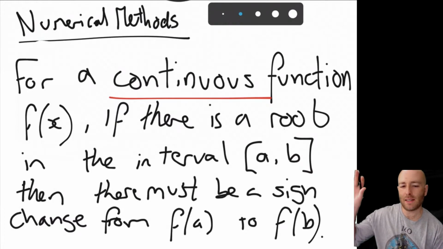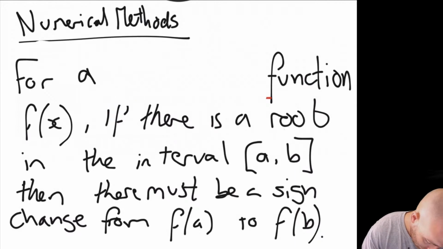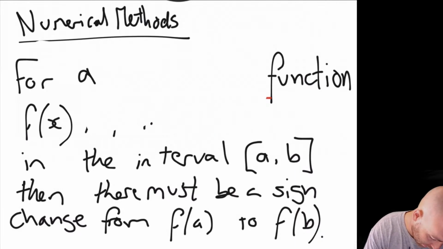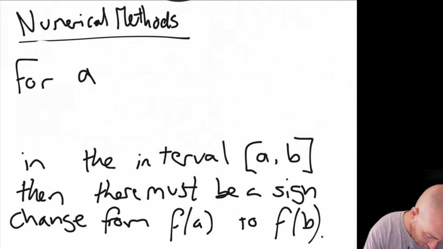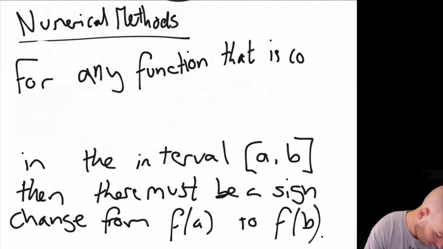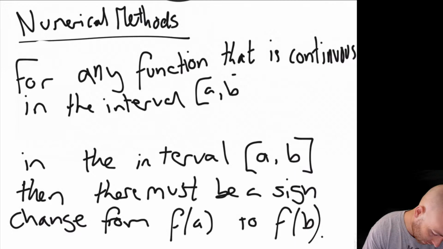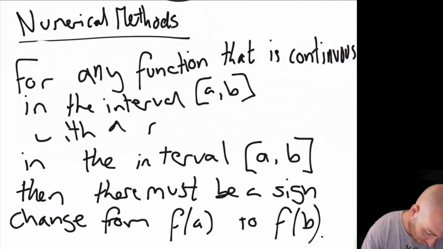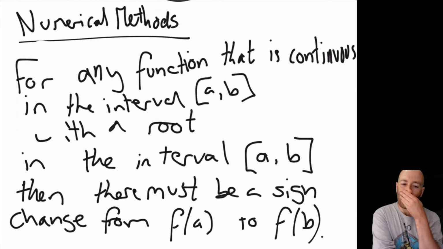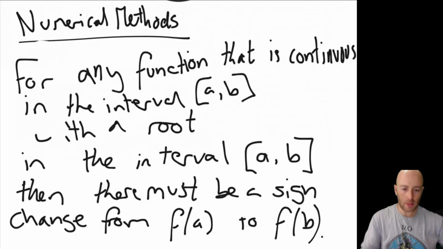To be honest, I can slightly alter this if you want to add underneath this. So I just realized maybe we can make it a bit better. For any function that is continuous in the interval AB with a root in the interval. Yeah, so the function itself doesn't need to be continuous. It just needs to be continuous between those 2 points, and you'll see why in a minute.